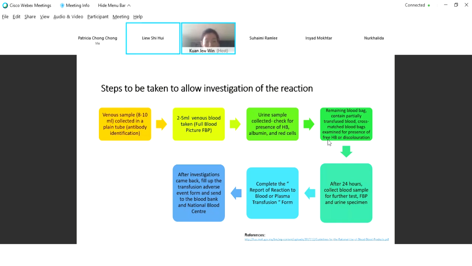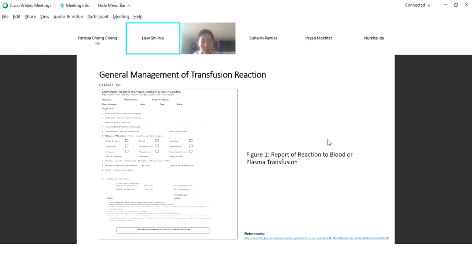After that, we will complete the report of reaction to the blood and plasma transfusion form. And after all the investigation results come back, then we fill out another form and send it to the blood bank and also the National Blood Center. Next. So here is the form showing the report of reaction to the blood or plasma transfusion.